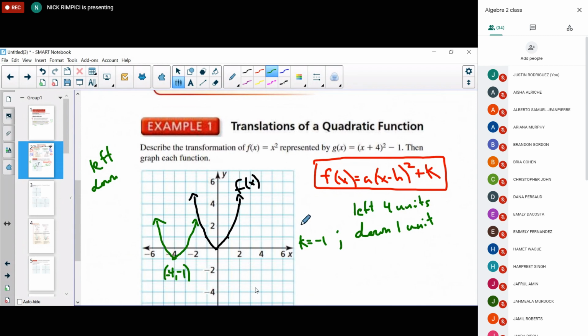Now, here's the confusing part that I think sometimes students get messed up on. H appears to be 4, but it's actually not. Really, what this equation says is this. It really says x minus, because you need to have a negative sign, x minus -4, squared, minus 1. That's what g of x really is. So if you're wondering, hey, I see a plus there.